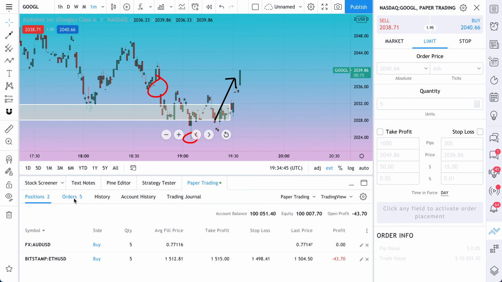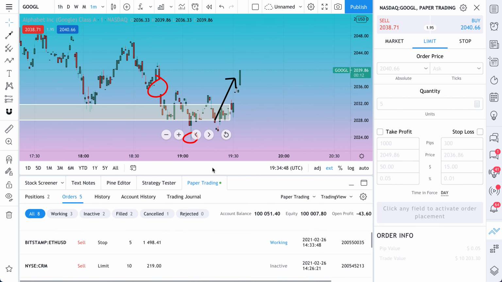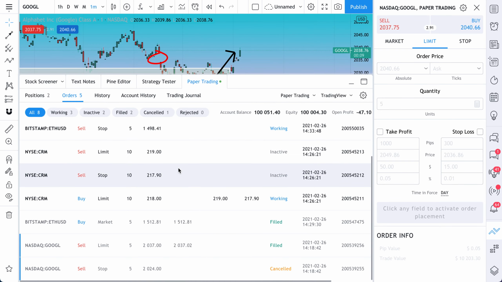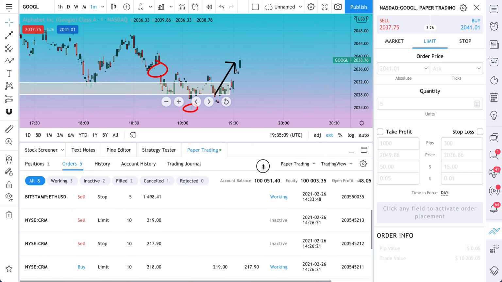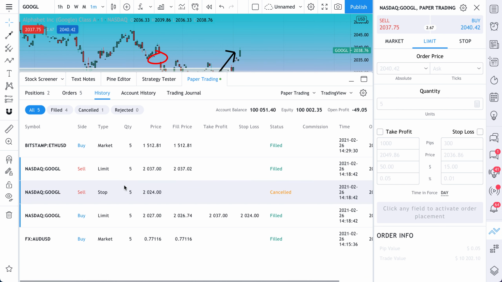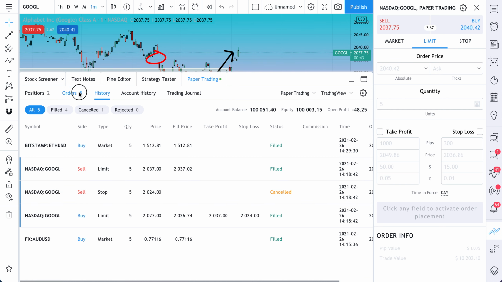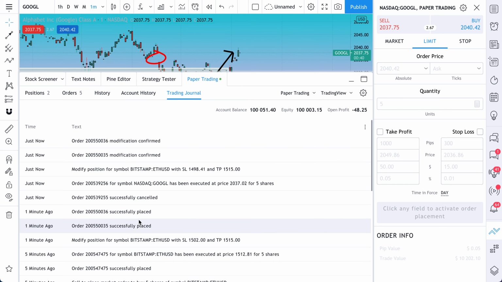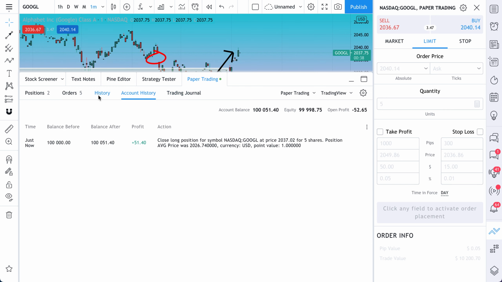So let's see what happened here with Google orders. We can go back and look through, and it looks like our profit target hit. Very nice. This is sell. This was our profit target here at 2,037. This was our stop loss. It's canceled now because the take profit was filled. So we made some money on the Google trade. That's fantastic. And we can get a feel for that by tracking our positions using our orders, our history, and our trading journal, which of course keeps us reminded about what's going on.